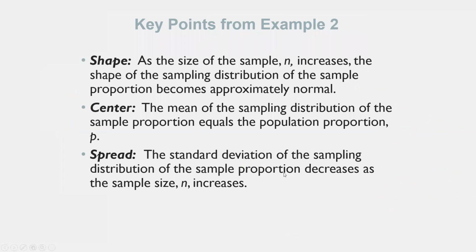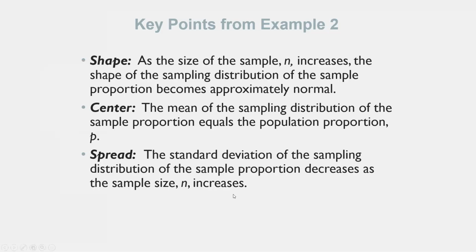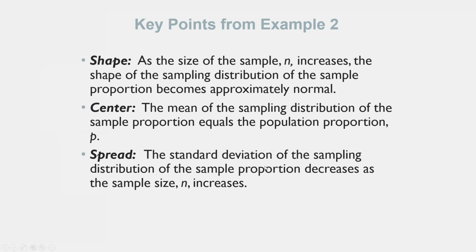The mean of the sampling distribution of the sample proportion equals the population proportion. So the center of this distribution should be centered around the real population proportion. What this means is when you take enough sample proportions, sometimes the proportions will be really high than the real value. Sometimes it'll be really low, but on average, the proportion should be the real value.